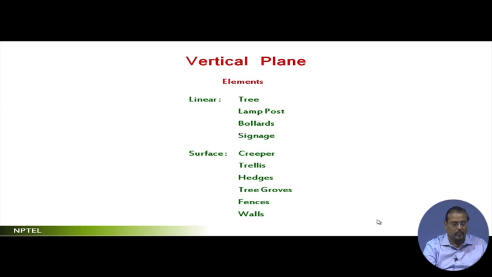Then comes the vertical plane. Elements, linear and superficial, let us see. Vertical plane elements in linear form are tree, lamppost, bollard, signage. What does it mean? Dimensionally, the height is much greater than its other dimensions. The length and width or depth is not 0, but the height is considerably large, and we consider this a linear vertical element.